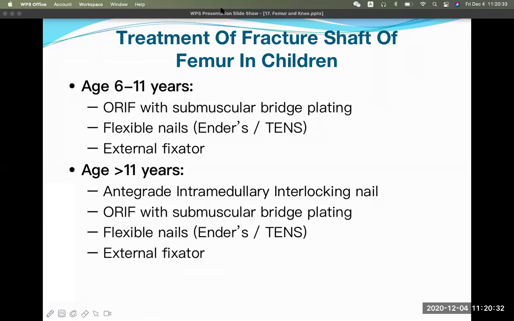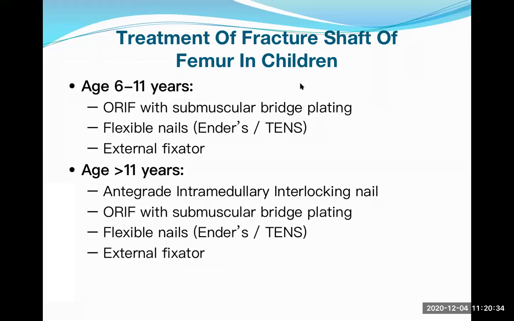Now, let's talk about some other things. From age 6 to 11 years, and when the age is more than 11 years, how do we manage this type of fracture in children? From age 6 to 11 years, we go for open reduction and internal fixation with submuscular bridge plating. This is application of the plate below the muscle and above the periosteum of the bone. So this is known as submuscular bridge plating.